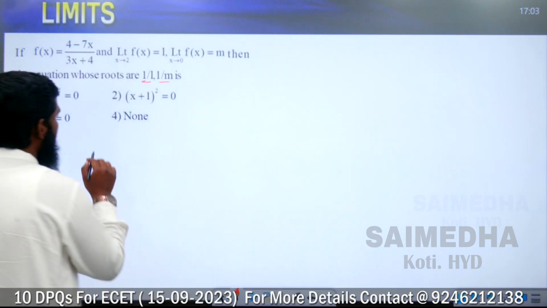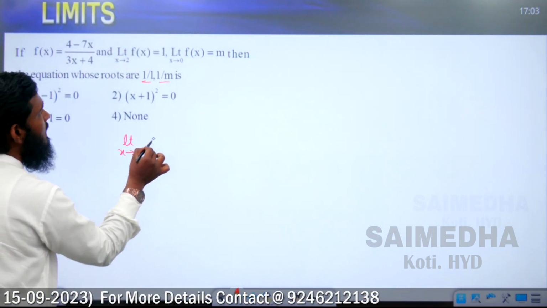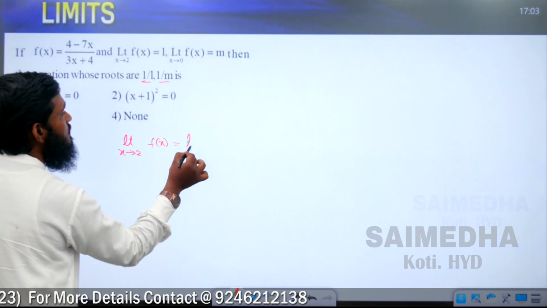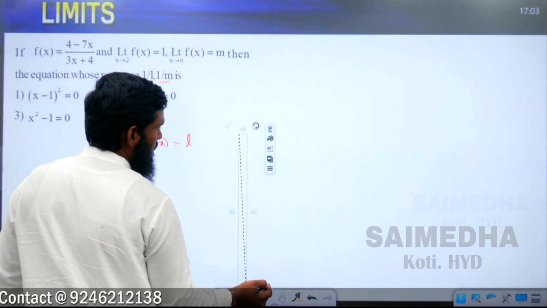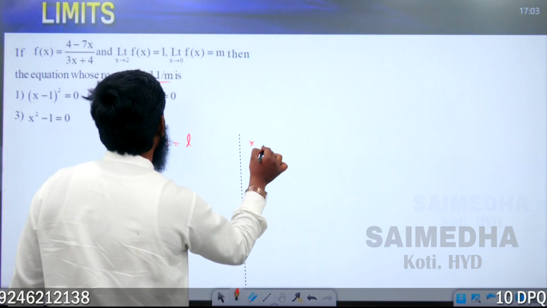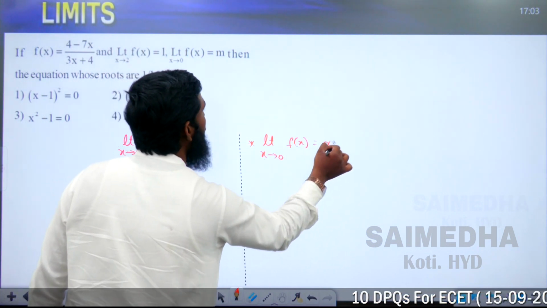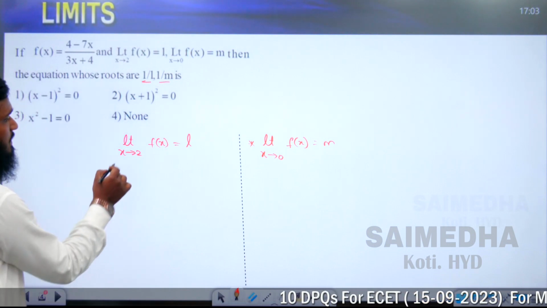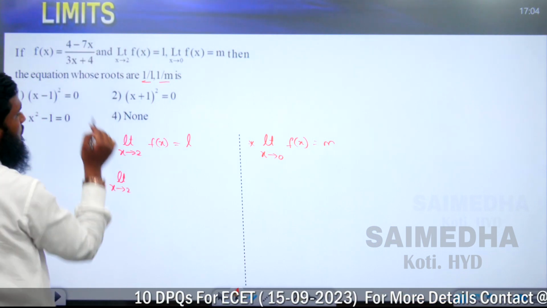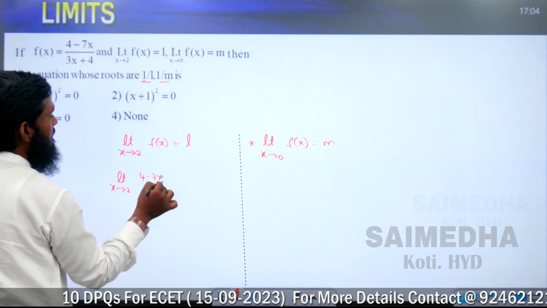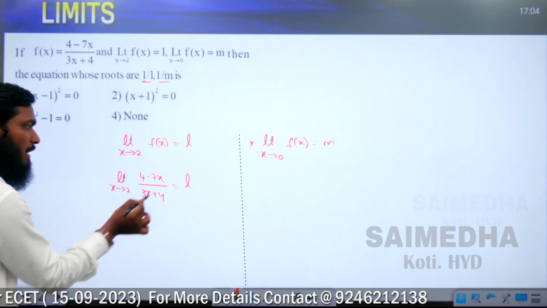Okay. Now first let us find out this part. First we are having limit x tends to 2, f of x is equal to L. And the other case we are having is limit x tends to 0, f of x is equal to m. Okay, these two cases we are having. Let us simplify this part now. Limit x tends to 2. What is f of x? This complete part is f of x, which means (4 minus 7x) divided by (3x plus 4) is equal to L. Now we have to apply the limits for this part.